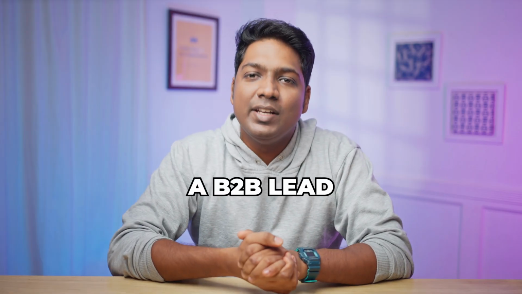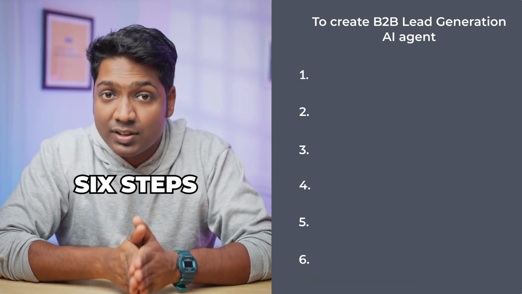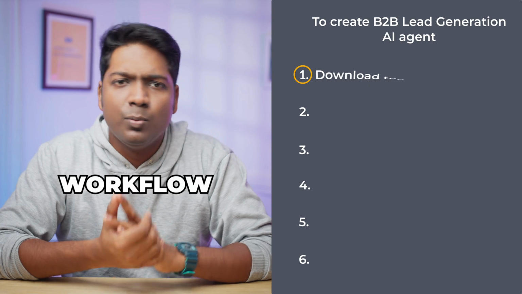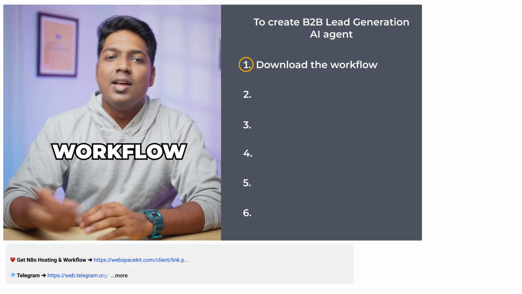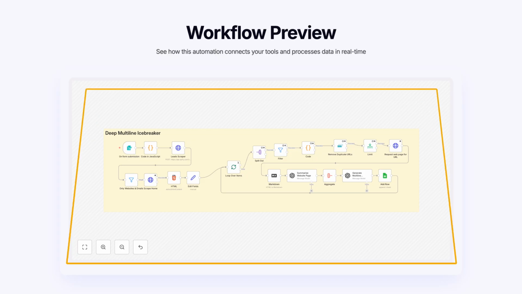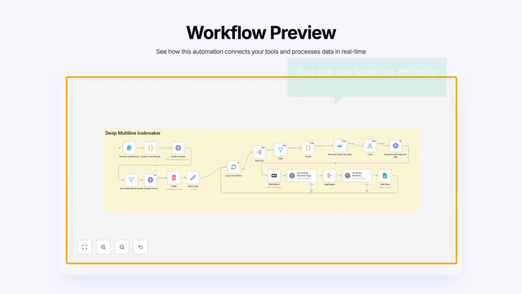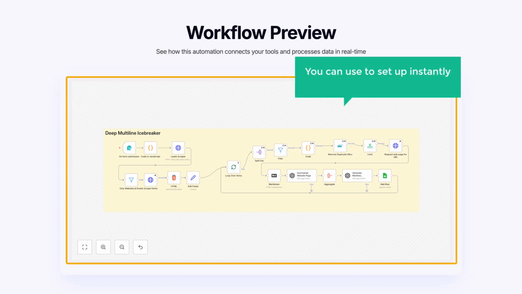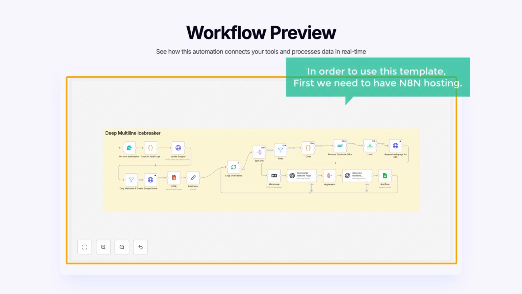To create a B2B lead generation AI agent, we are going to do 6 steps. The first step is to download the workflow. To download the workflow, click the link in the description. Now here you can see that we have a ready-made workflow template that you can use to set up instantly without building from scratch. In order to use this template, first we need to have an N8N hosting.